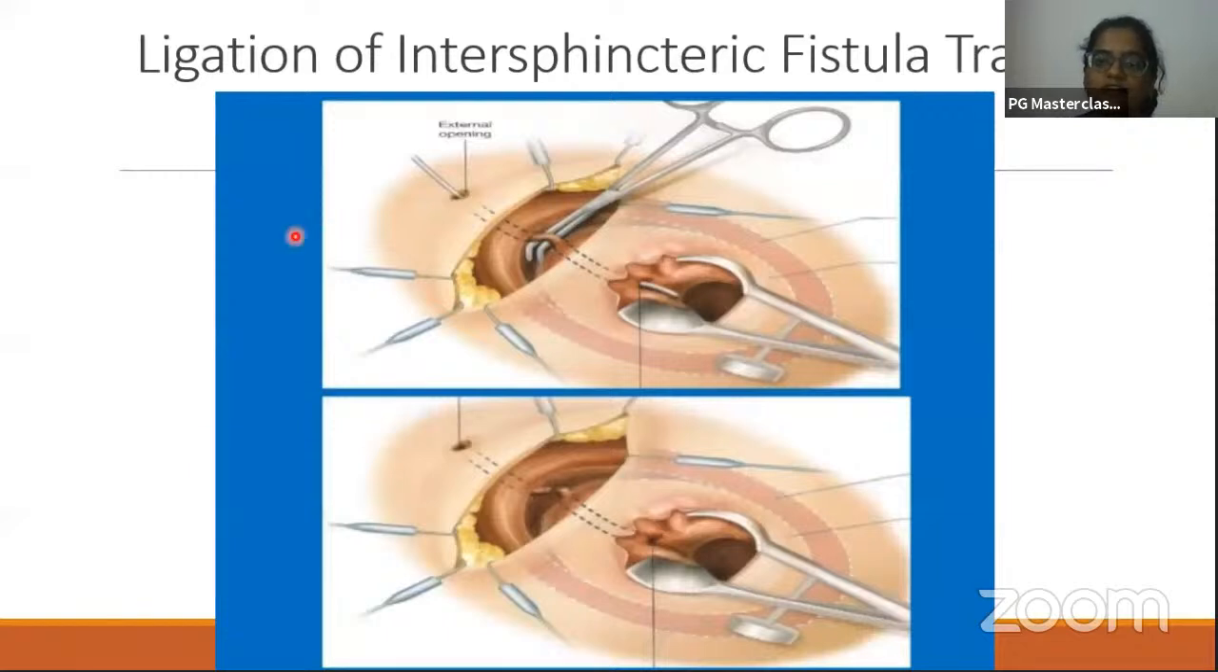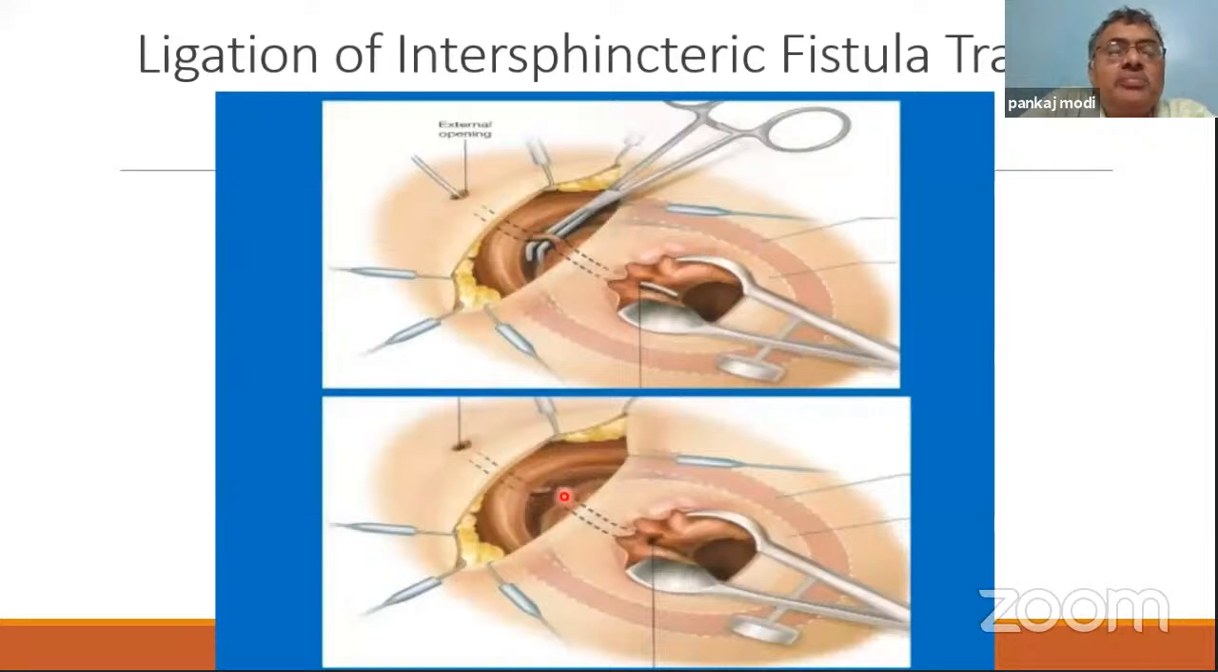Another method is ligation of intersphincteric fistula tract, in which an incision is placed on the perianal skin at the site between the two sphincters, and the tract is probed before the surgery so it can be identified and separated from the surrounding tissue, and it is cut and ligated. The internal opening is ligated, and a fibrin glue injection can be done along the external tract along with this procedure. These are done to prevent a large wound and for early recovery.